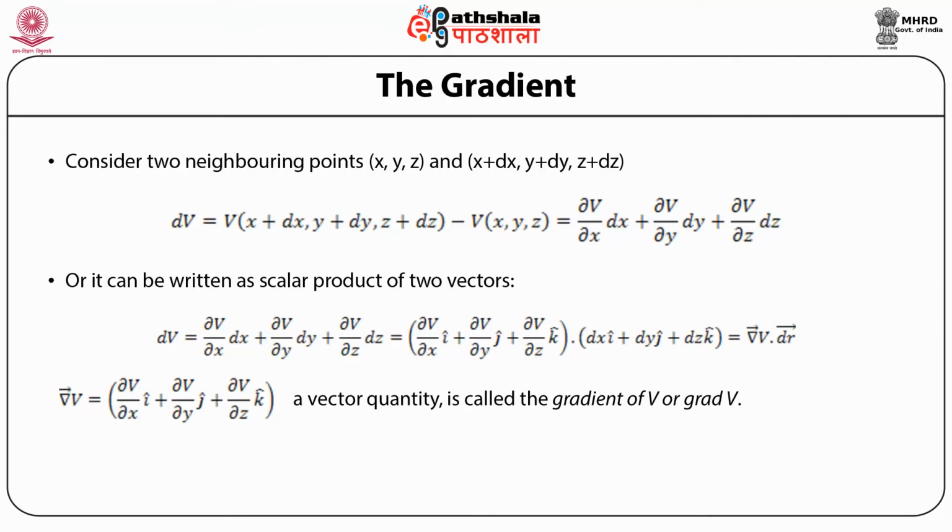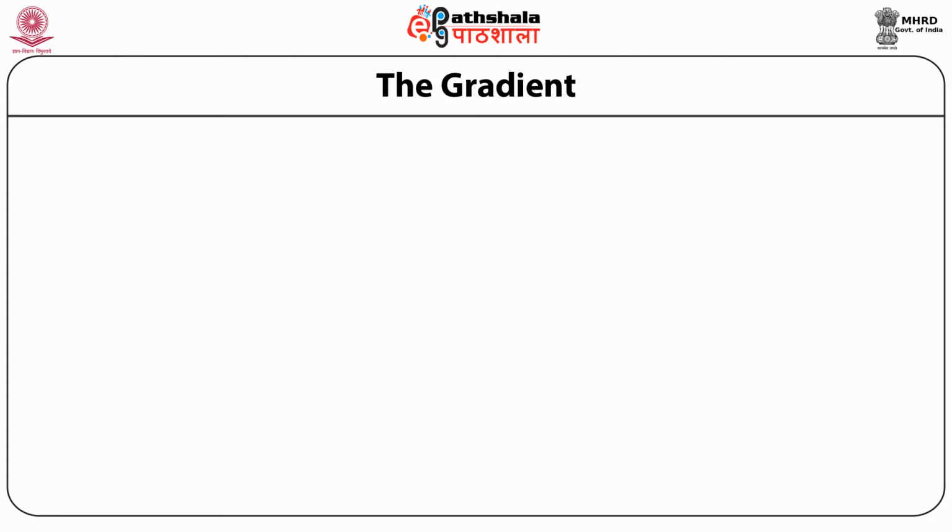Del V is equal to del V by del x i cap plus del V by del y j cap plus del V by del z k cap, a vector quantity called the gradient of V or grad V. So students, let us see the geometrical interpretation of this vector.